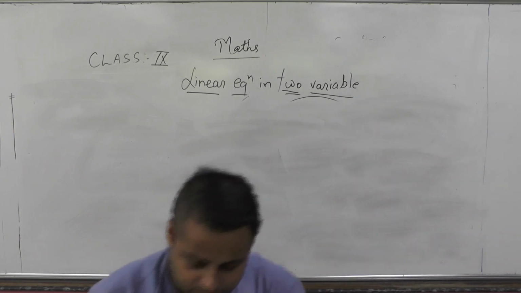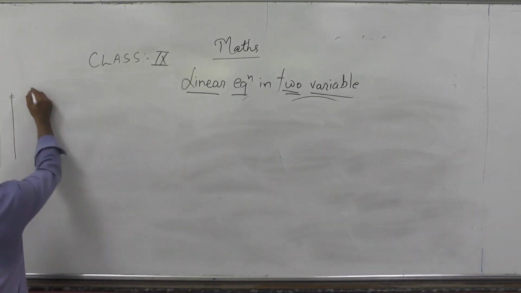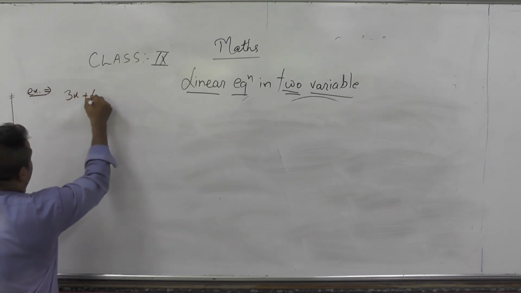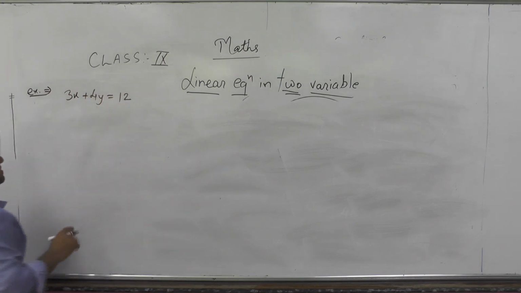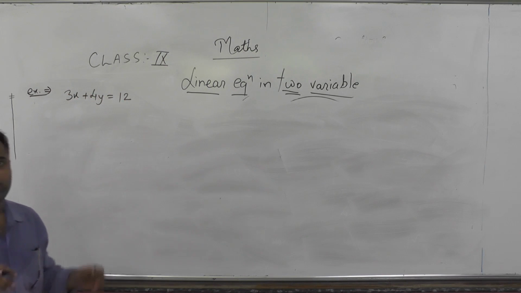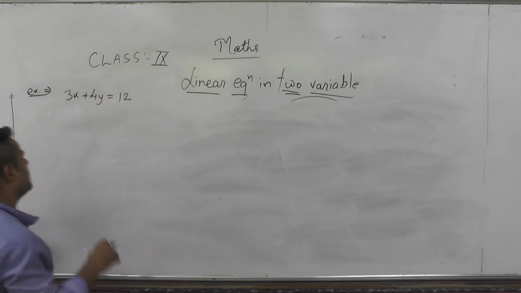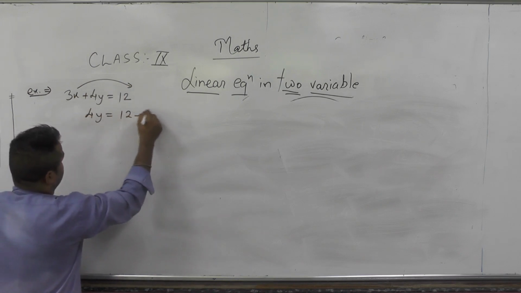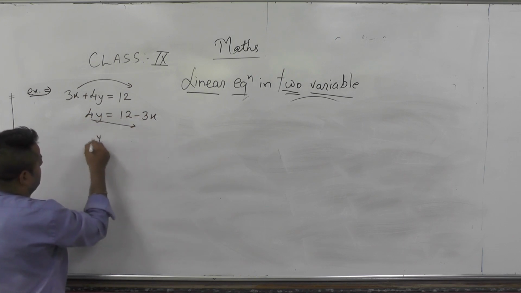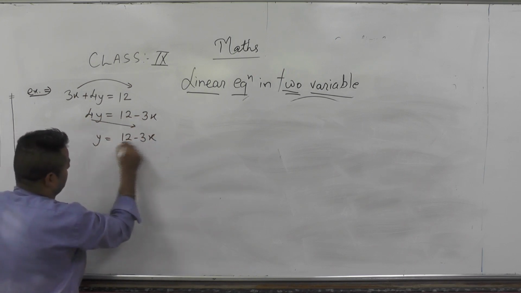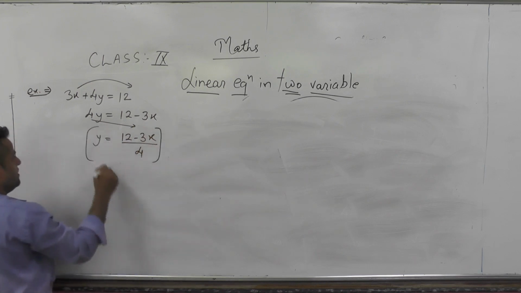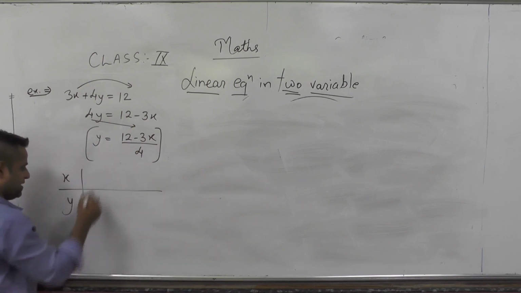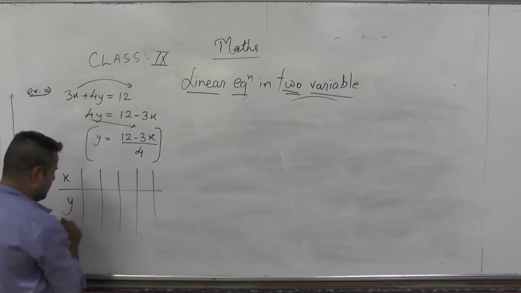Now see, I'm taking one example. Let us take the equation 3x plus 4y is equal to 12. We need to plot a graph for this equation. How to plot the graph for this equation? We first transpose 3x to the other side, so 4y becomes 12 minus 3x. Then we transpose this 4 to the other side, so y becomes (12 minus 3x) by 4. Now we'll keep the values. I am making a table here for x and y. For a graph you need at least 3 solutions.